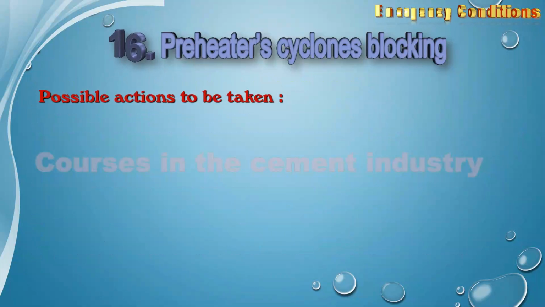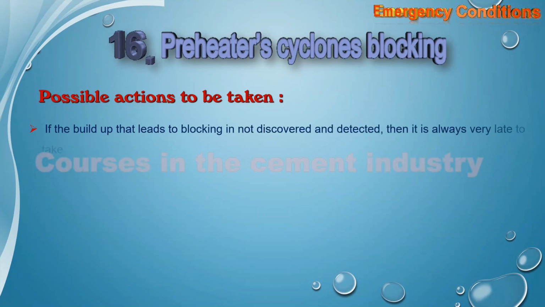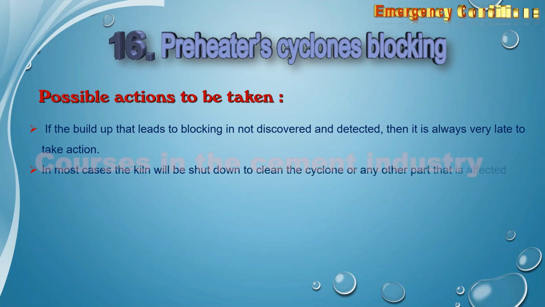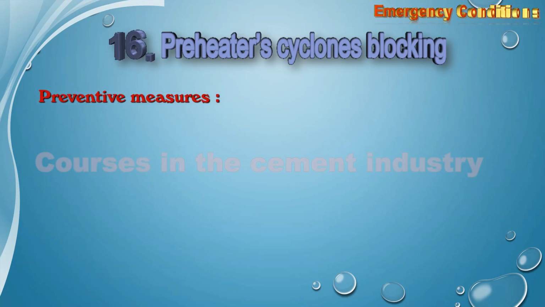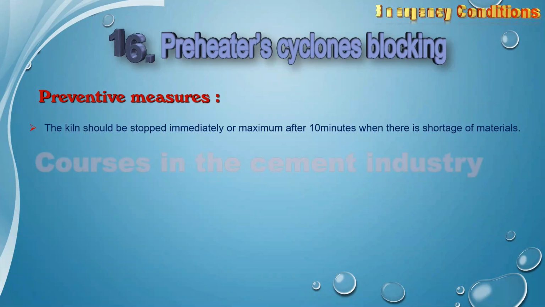Possible actions to be taken. 1. If the build-up that leads to blocking is not discovered and detected, then it is always very late to take action. 2. In most cases the kiln will be shut down to clean the cyclone or any other part that is affected by this blocking. Preventive measures. 1. The kiln should be stopped immediately, or after a maximum of 10 minutes, when there is a shortage of materials.